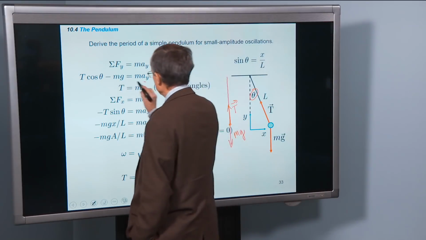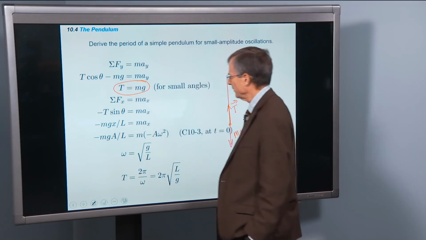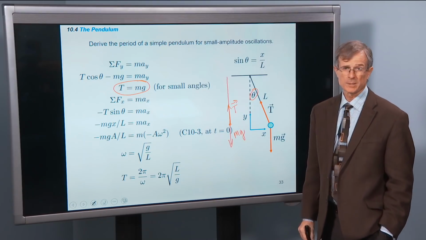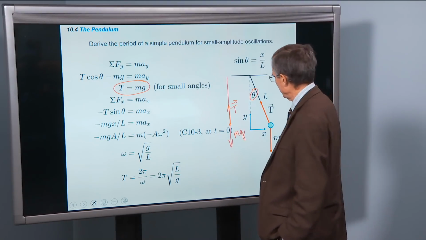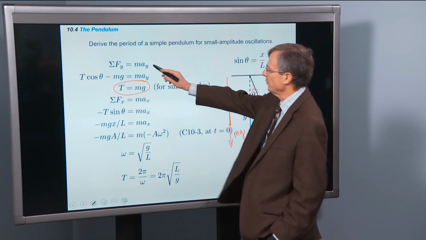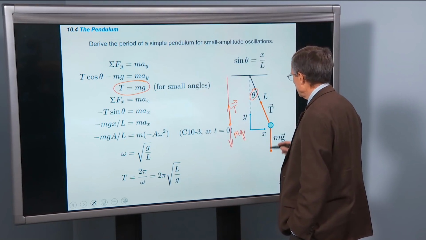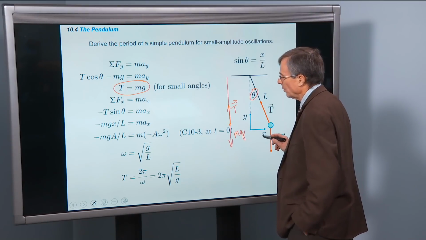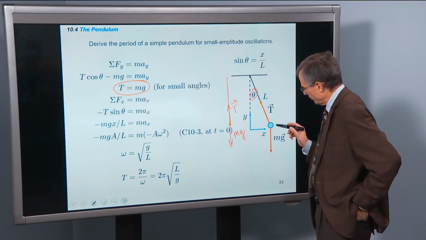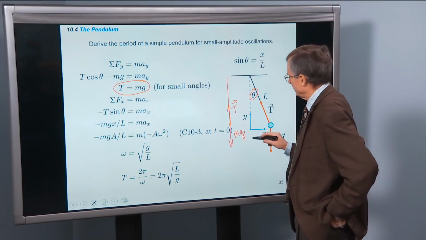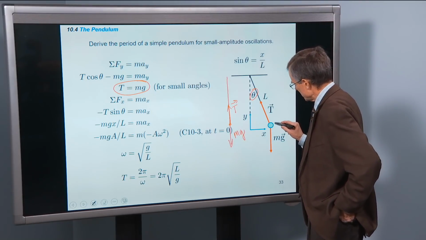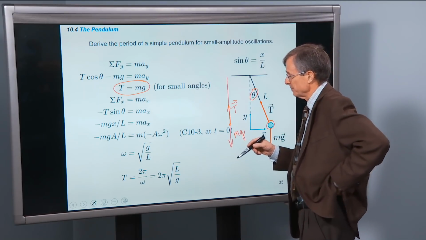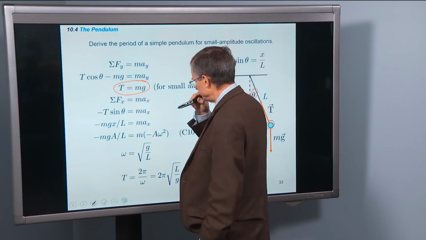And so for small angles, that's true, at least approximately so. And then the forces come from the forces in the y direction. But for forces in the x direction, we're going to need some kind of restoring force. And the sum of forces on this mass in the x direction is going to be mass times acceleration in that direction.